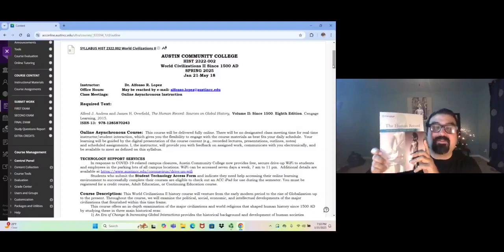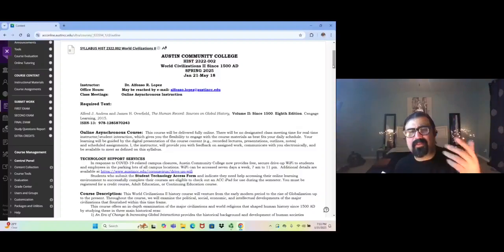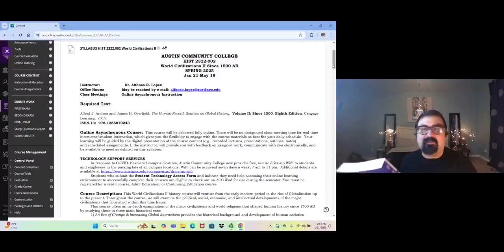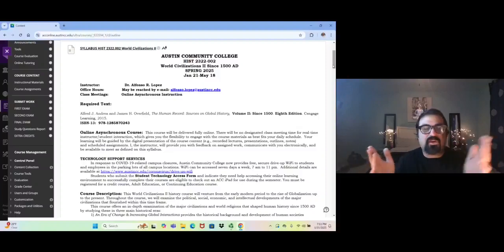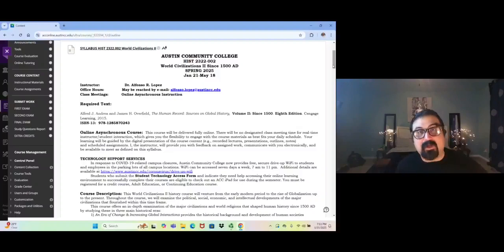Volume 2, the 8th edition. Earlier editions do not have the same documents. They don't match. So you're going to see in the instructions that there are documents listed that, if you're getting the 5th, 6th, or 7th edition, you're not going to have.